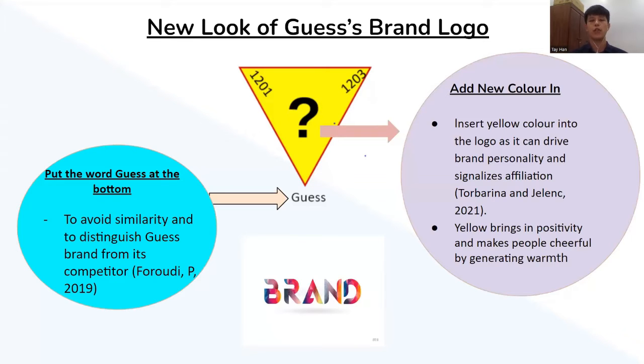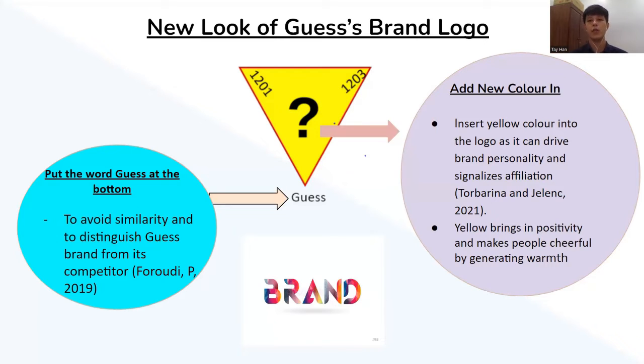And next, I'll be talking about the look of the Guess brand logo. As you can see from the picture below, that's how the new Guess brand logo is supposed to look like. I will propose Guess to put the word Guess at the bottom because as you can see from the picture above, Prada had their brand name in the middle in the inverted triangle. So for our new brand logo, I would suggest that the word Guess be under the inverted triangle. It is to avoid similarity and to distinguish the Guess brand from its competitor.